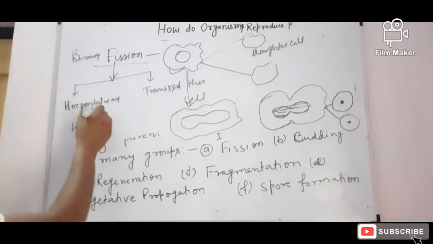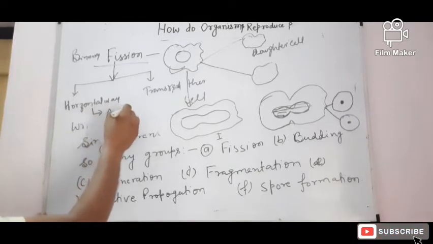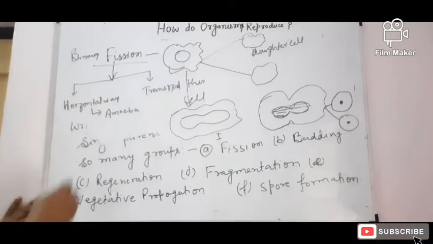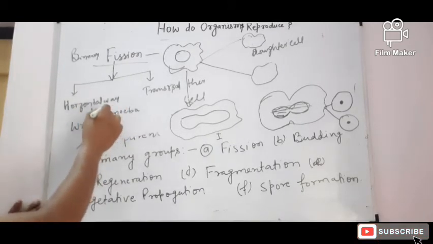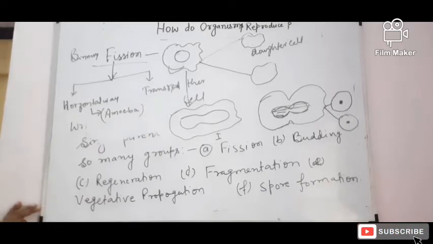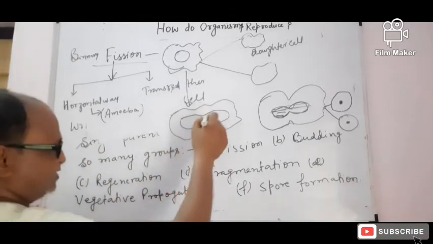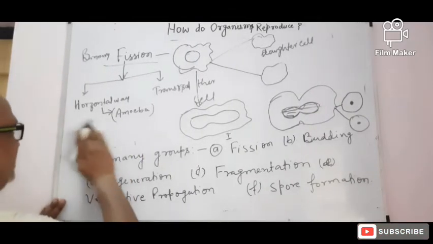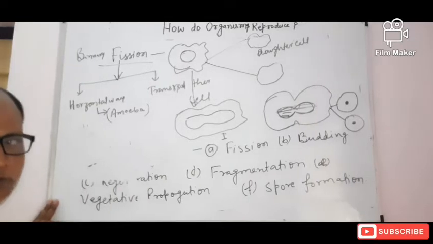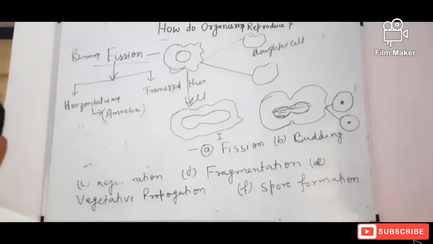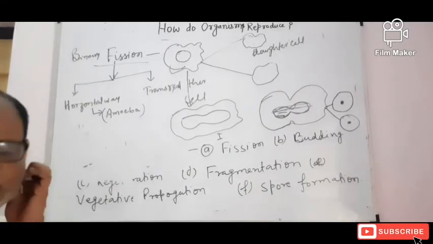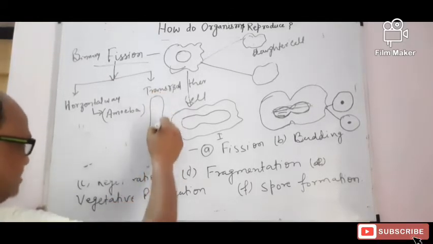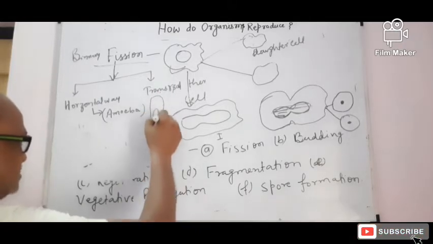In case of amoeba, horizontal fission occurs. The horizontal way of fission occurs in amoeba. Here the nucleus divides horizontally. But in case of Leishmania donovani, a parasite of Kala-azar, their structure is like this and their nucleus is like this.